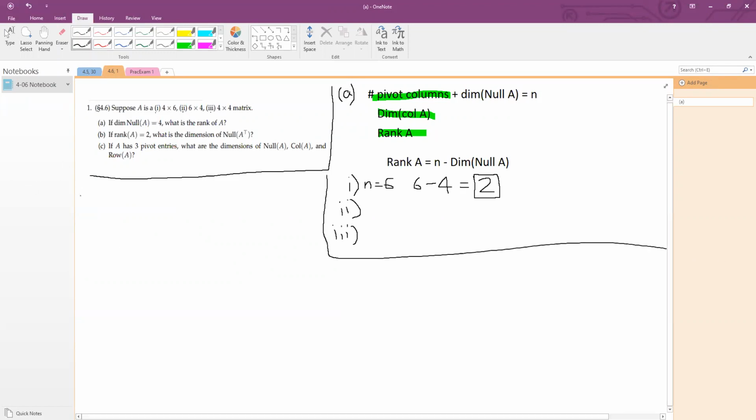All right, part B. This one asks us if the rank of A is 2, then what is the dimension of the null space of A transpose? This one's going to take a little bit of thinking. We're interested in the dimension of the null space of A transpose. Well, from what we know, we could use this same formula, right? So this is just going to be plus the rank of A transpose.